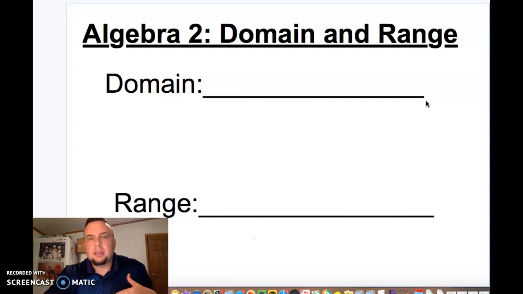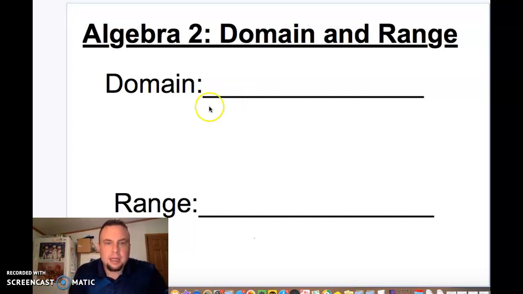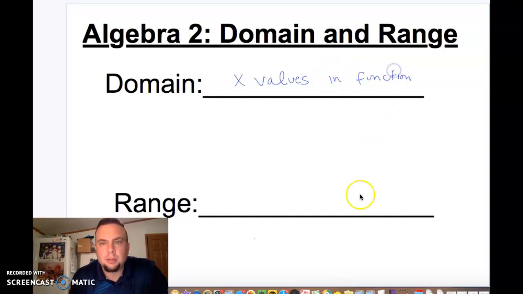what I think of is, my words are to myself, what could X be, or what is X in this function or this relation? Okay, so basically domain deals with all the X values. So what are the X values in this function, we'll say, though not everything's a function, but what are the X values in this particular function or relation? All right.